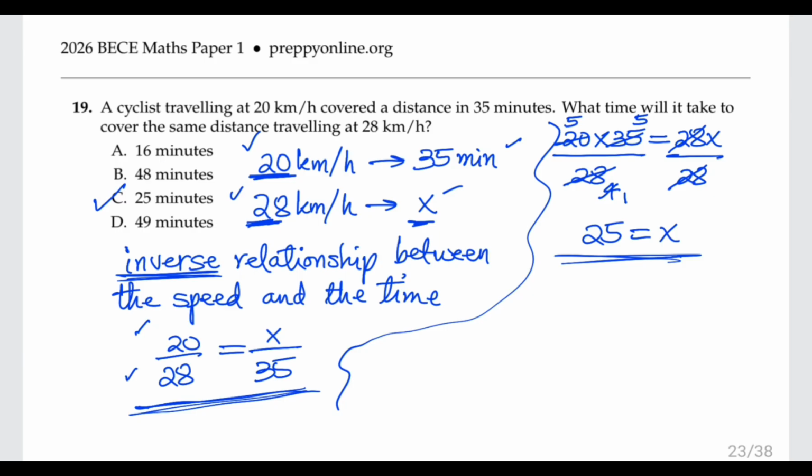And just to cross check, at 20 kilometers per hour, he used 35 minutes. At 28 kilometers per hour, he's going to use less time. So this 25 being less than 35 is a good sign that we are probably right. There are other ways to check our answer, but you can go to our website, preppyonline.org. You're going to see other ways of thinking about this problem. This is a very important problem on the BECE, and it keeps coming. So it's good to have different perspectives and different ways of thinking about it.